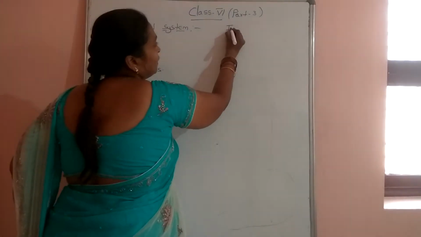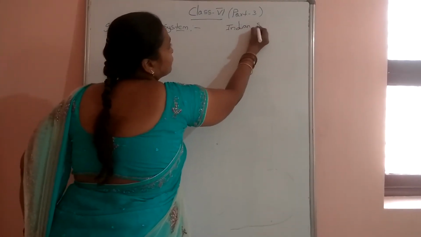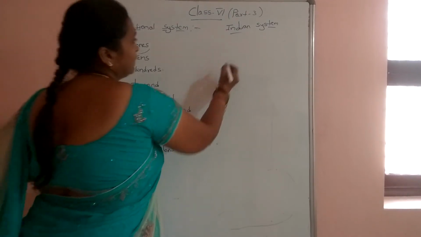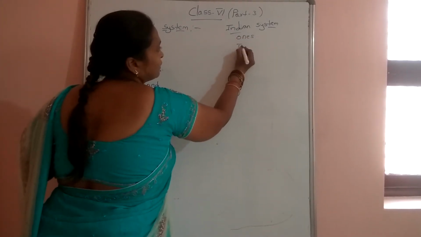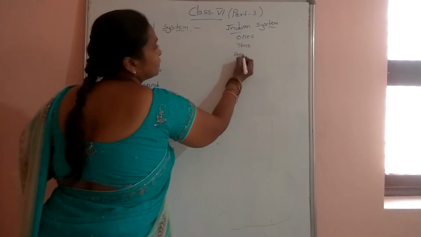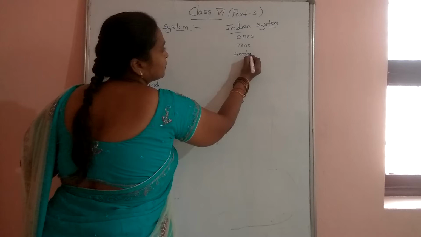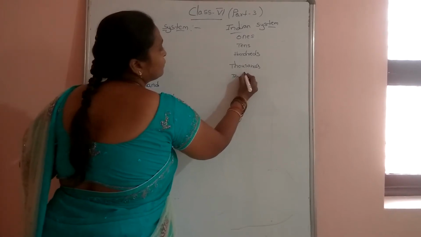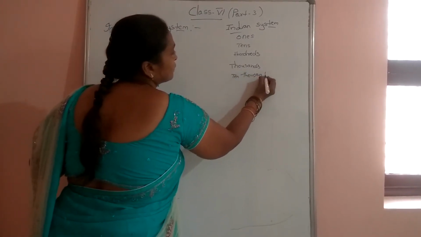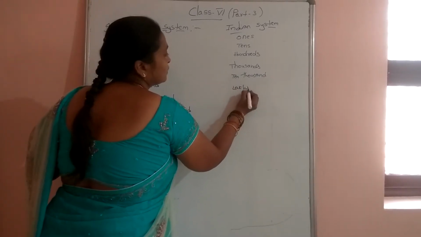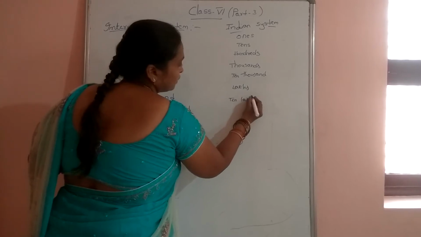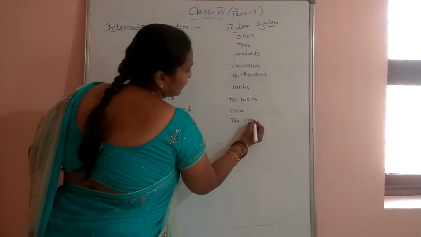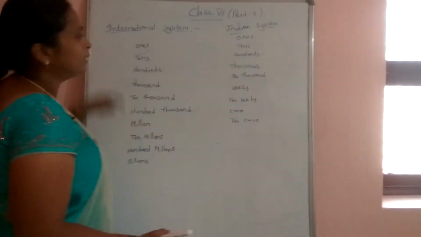What have we learned in the Indian system? Same: ones, tens, hundreds, thousands, 10,000, and 10 crore. Okay, this is the Indian system and this is the international system.